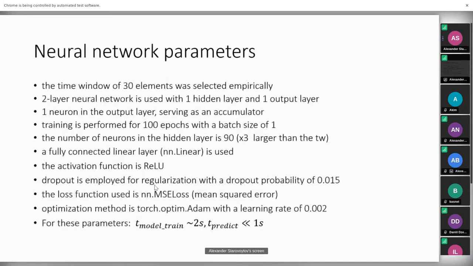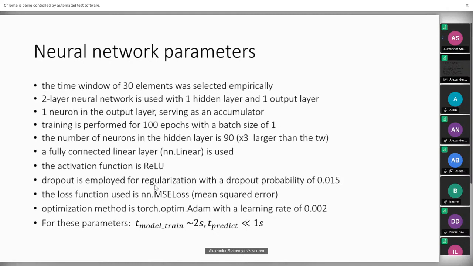Let's talk briefly about the network parameters. The following parameters are used to build and train the model. A time window of 40 elements, selected empirically, is the input vector. A two-layer network is used with one hidden layer and one output layer. One neuron in the output layer serves as the accumulator. Training is performed for 100 epochs with a batch size of 1. The number of neurons in the hidden layer is 90, more than twice the time window. A fully connected linear layer is used, and the activation function is ReLU. Dropout is employed for regularization. The loss function is mean square error. The optimization method is Adam. For these parameters, the time of model training is approximately 2 seconds. The time of prediction is much less than 1 second.